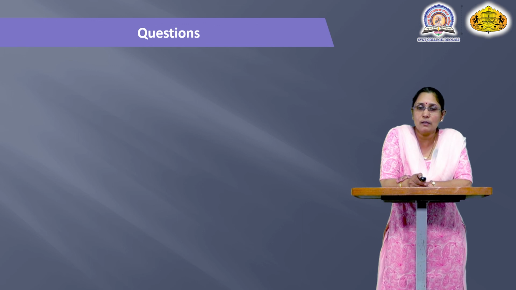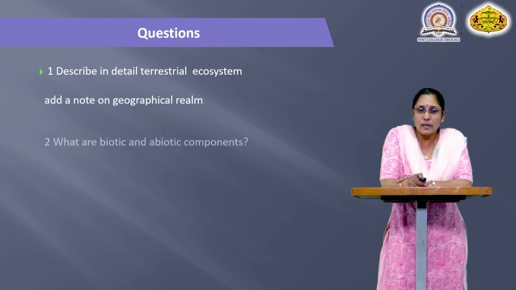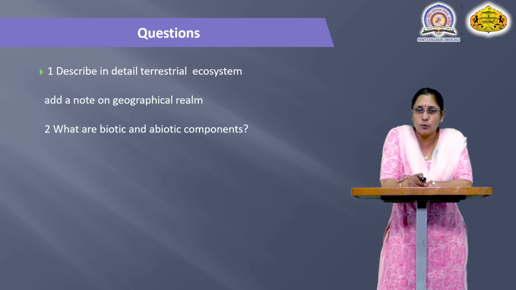Now we turn towards the questions, what you have to solve and how. This is one assignment in which I asked two questions. You have to solve them, write in the answer sheet, make a PDF and upload it on our Google Classroom. The first question is: describe in detail the terrestrial ecosystem and add a note on the geographical realm. Here, whatever types or parts of terrestrial ecosystems I have explained or listed, you have to explain all of them. Next to it, you have to explain the biotic and abiotic components.